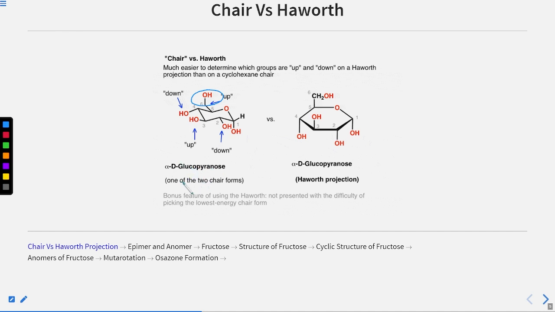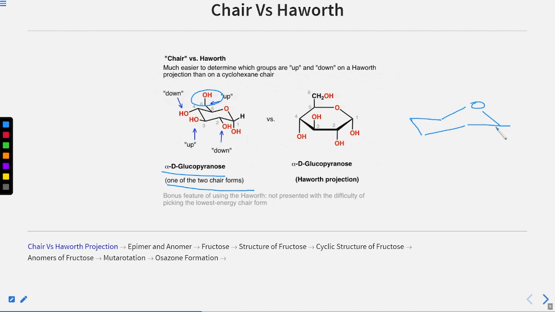Okay, so this is the chair form of our alpha D glucose. Now I would like to draw your attention to anomeric effect. What is anomeric effect here? So if you just imagine this glucose here, let me draw it for you. So this is our anomeric effect. I'm just drawing the oxygen first of all.